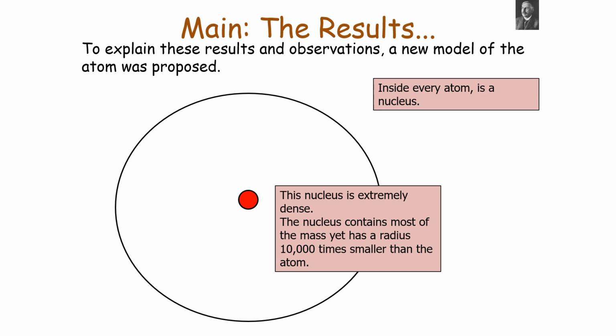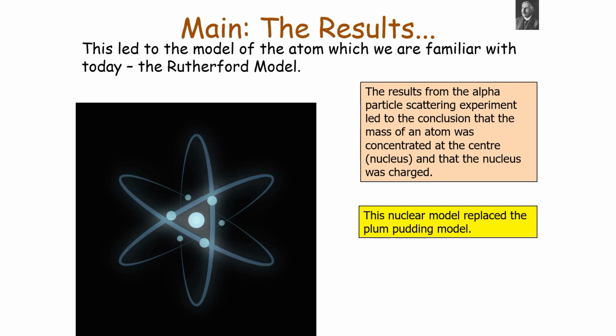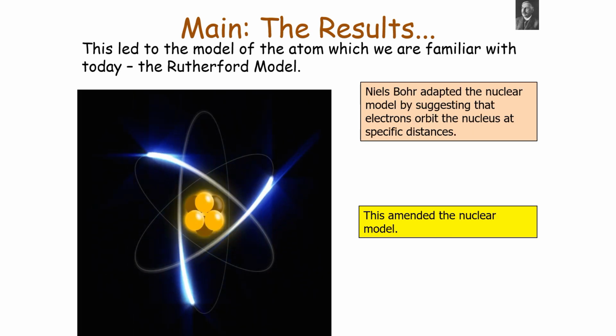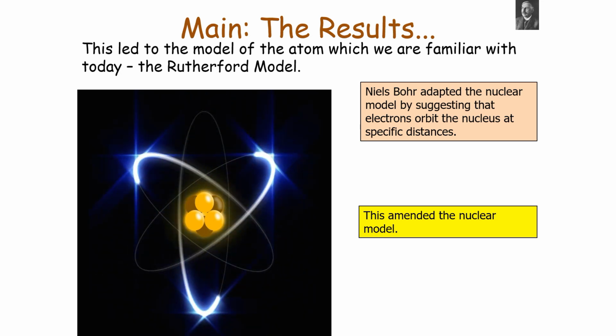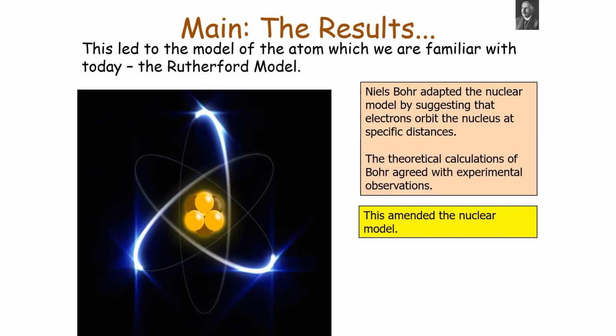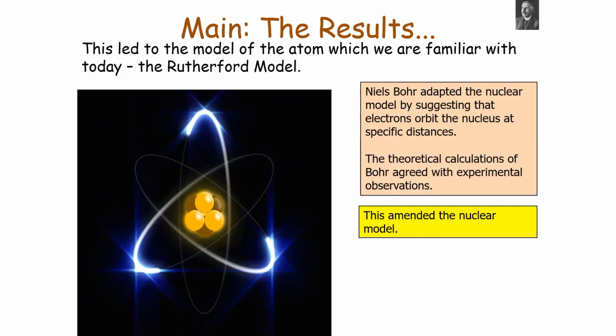the atom. Now, the results from our Rutherford experiment, our alpha particle scattering experiment, led to the conclusion that the mass of the atom was concentrated at the center in the nucleus, and the nucleus was charged. So this nuclear model replaced the plum pudding model. Later, Niels Bohr adapted the nuclear model by suggesting that electrons orbit the nuclei at specific distances, which was an amendment because the theoretical calculations of Bohr agreed with the experimental observations.